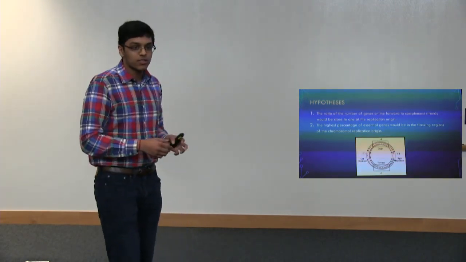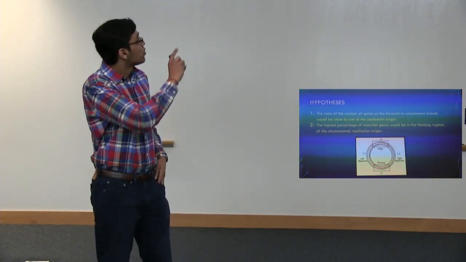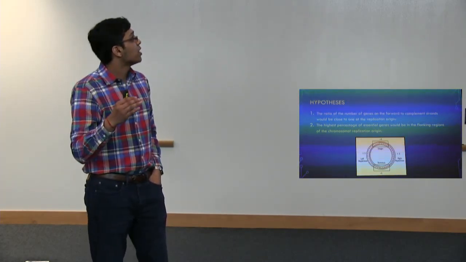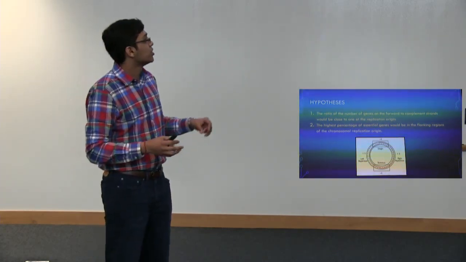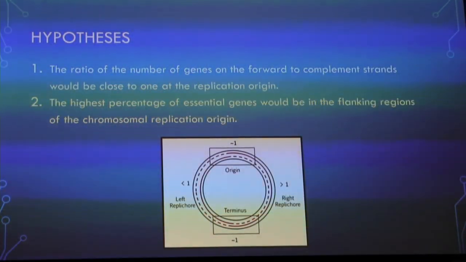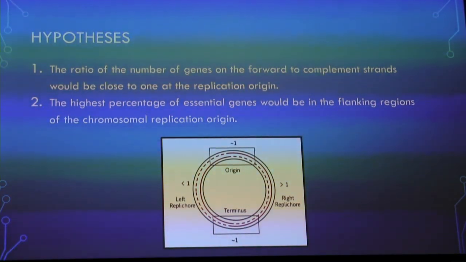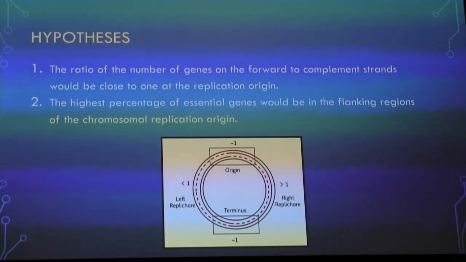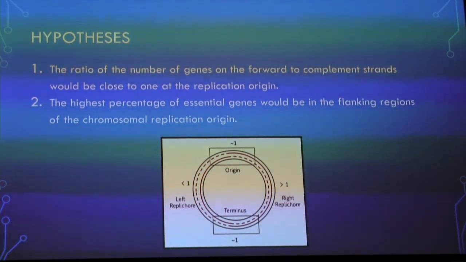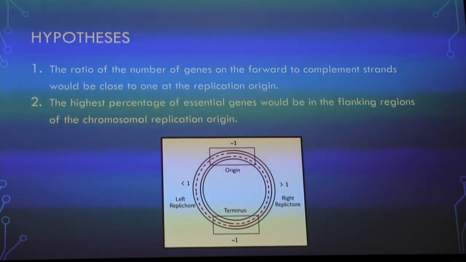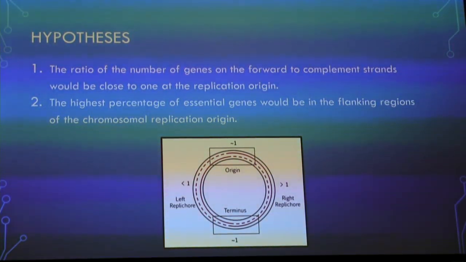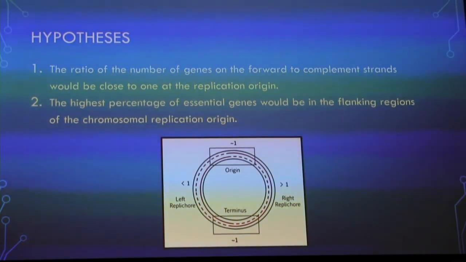So our two hypotheses for this research project were, first, that the ratio of the number of genes on the forward to the complement strand would be close to 1 at the replication origin. And that diagram shows you why. The bold red line is the leading strand, and the dotted is the lagging strand. So at the origin, it switches from leading to lagging, or vice versa. That's why you have an even distribution of genes at the origin, and so you have a forward to complement strand ratio of approximately 1. And it's also approximately 1 at the terminus.